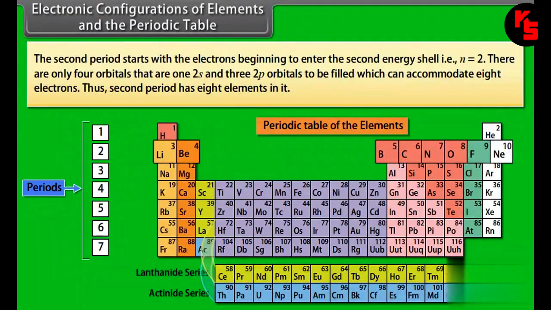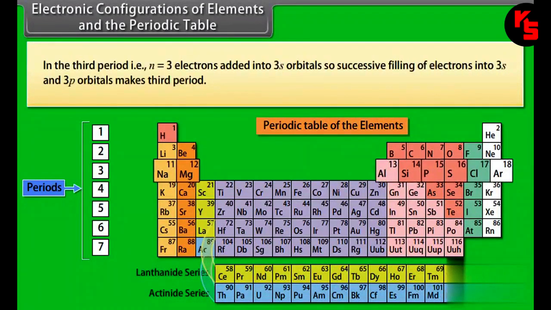The second period starts with electrons beginning to enter the second energy shell, that is, n equals 2. There are only 4 orbitals, that is one 2s and three 2p orbitals, to be filled, which can accommodate 8 electrons. Thus, the second period has 8 elements in it. In the third period, that is, n equals 3, electrons are added into 3s orbitals. So, successive filling of electrons into 3s and 3p orbitals makes the third period.